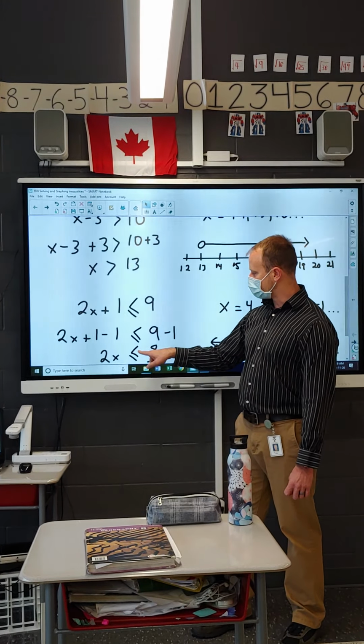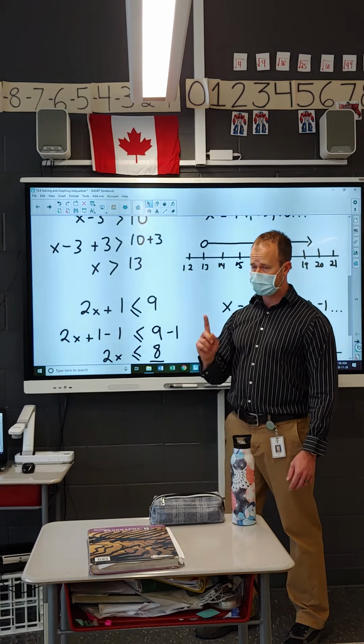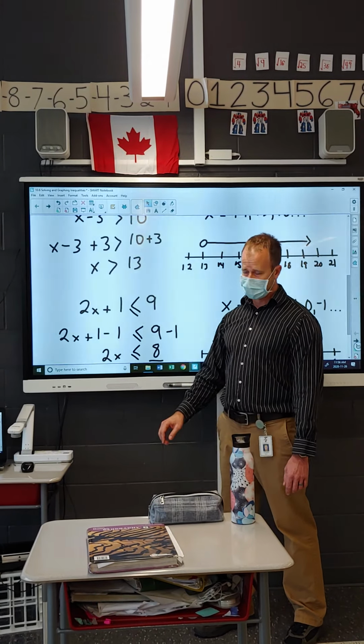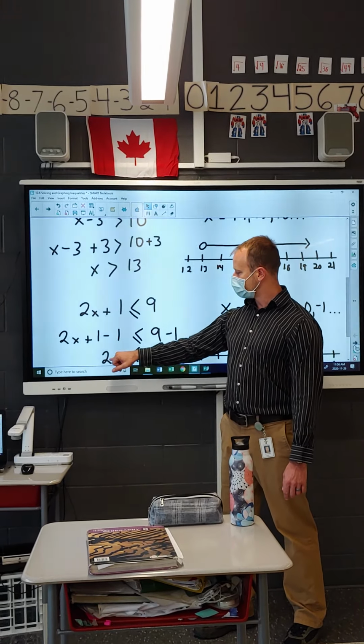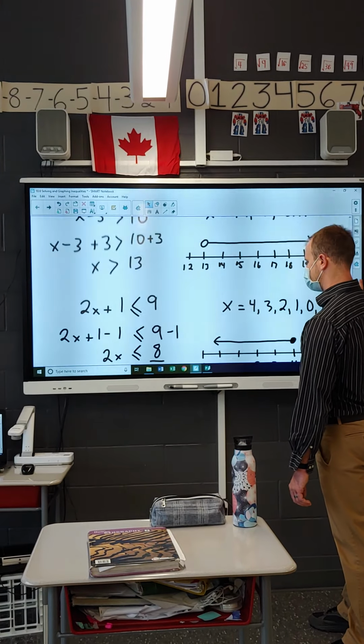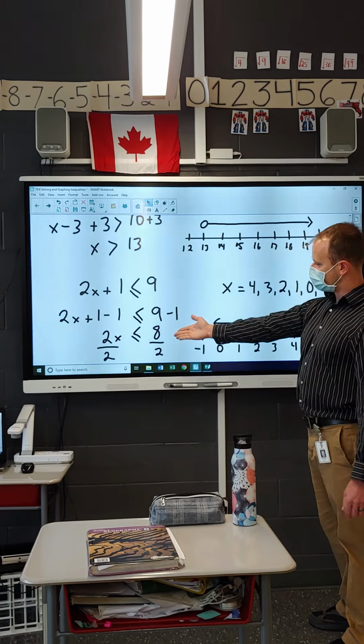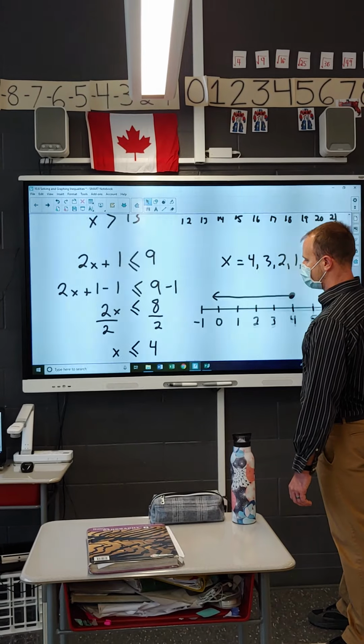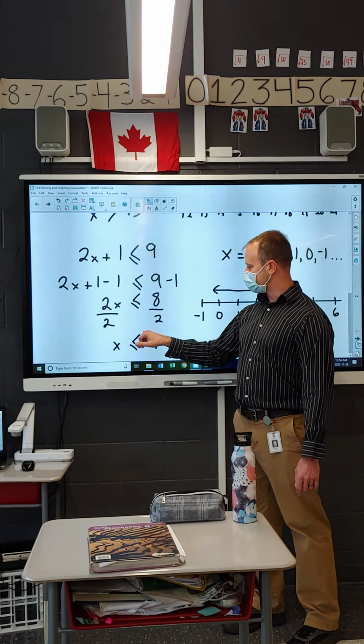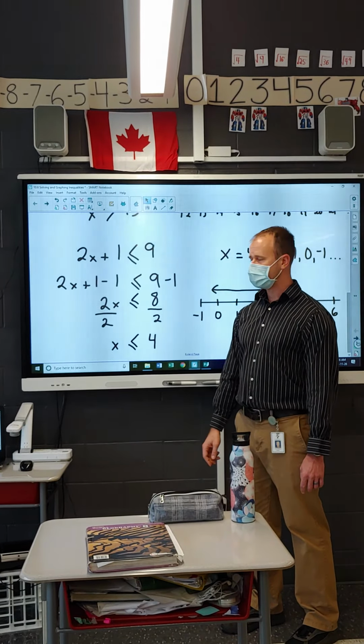So now we know 2 x's are less than or equal to 8. We still want to know what 1 x is worth. We're still doing opposite operations all the way down. So we're going to divide by 2. So divide both sides by 2. And we get that x is less than or equal to 4.